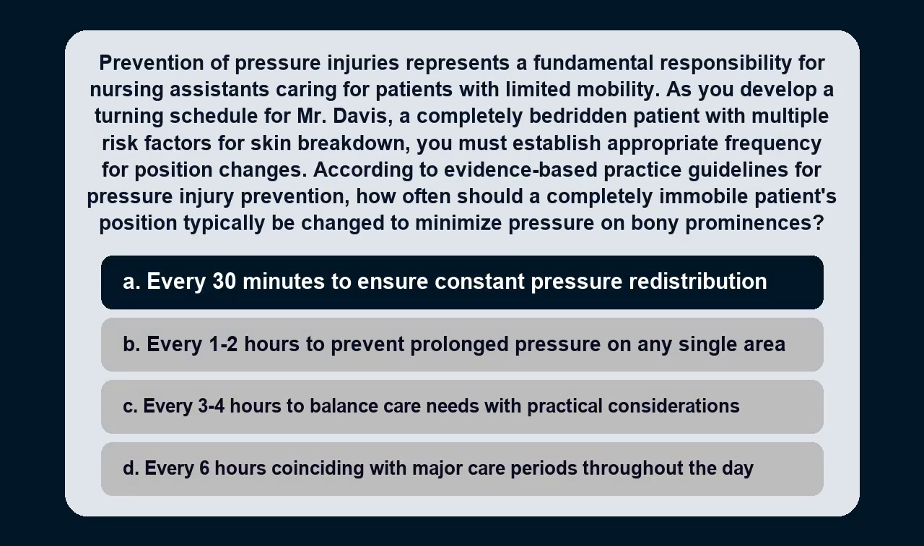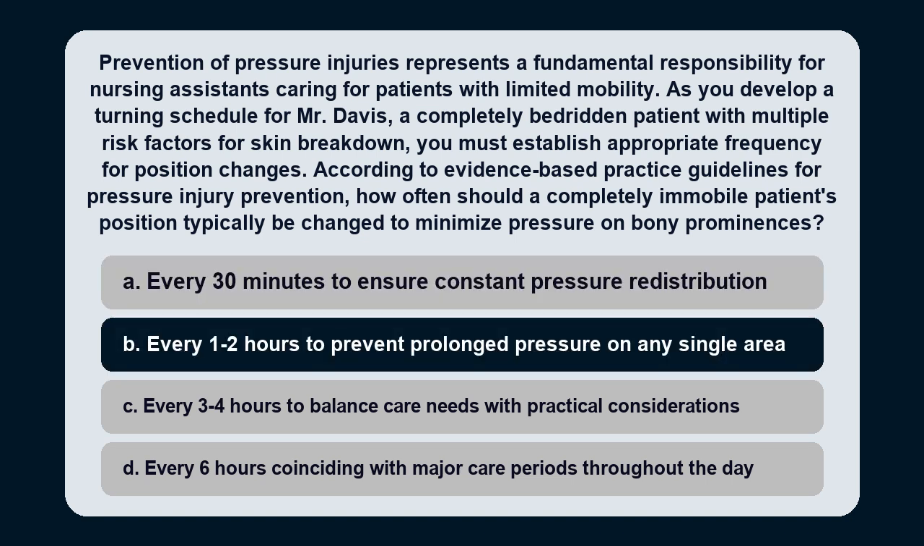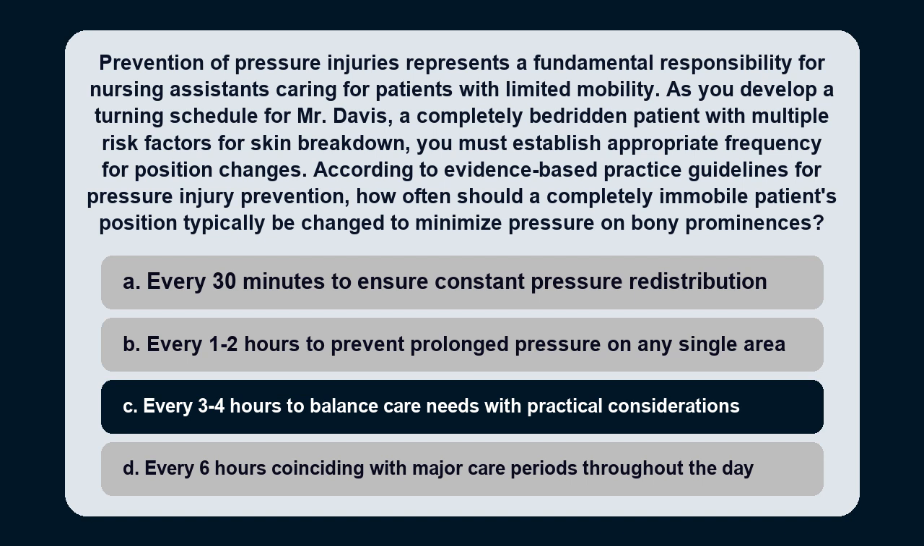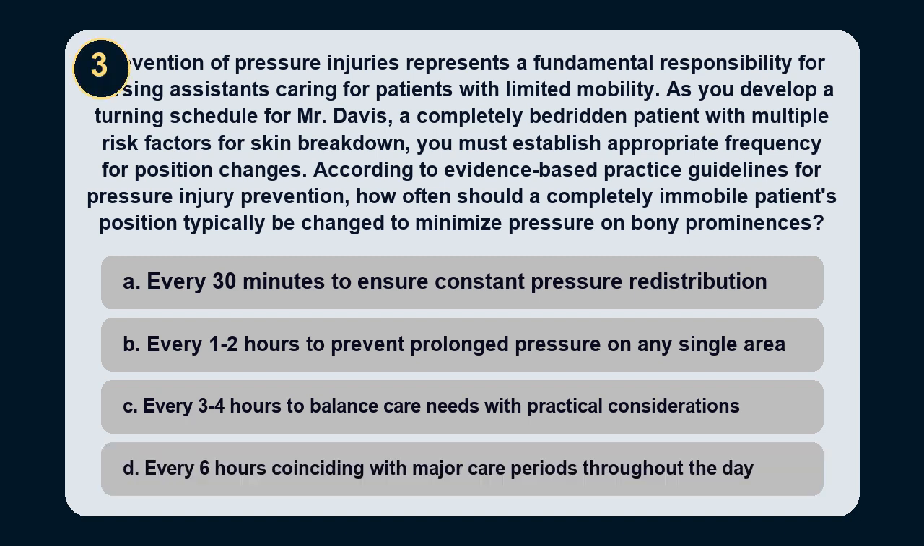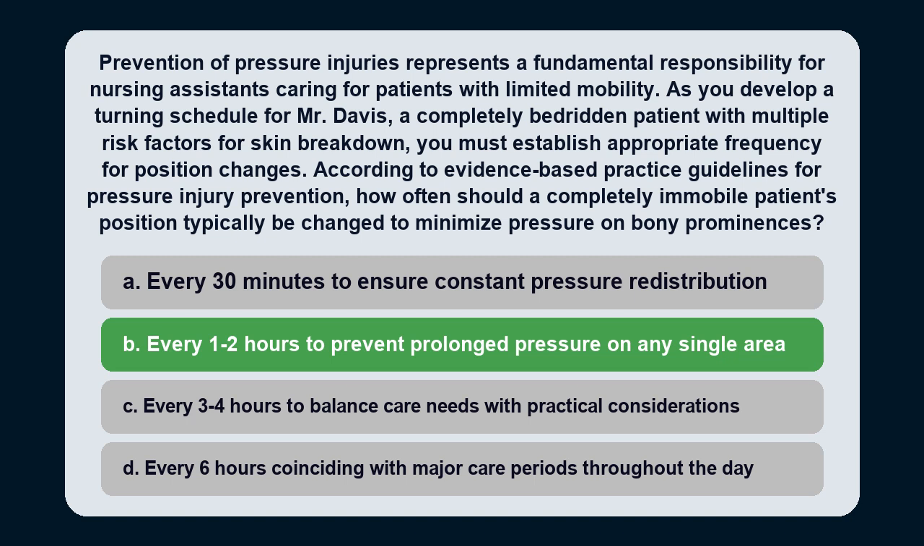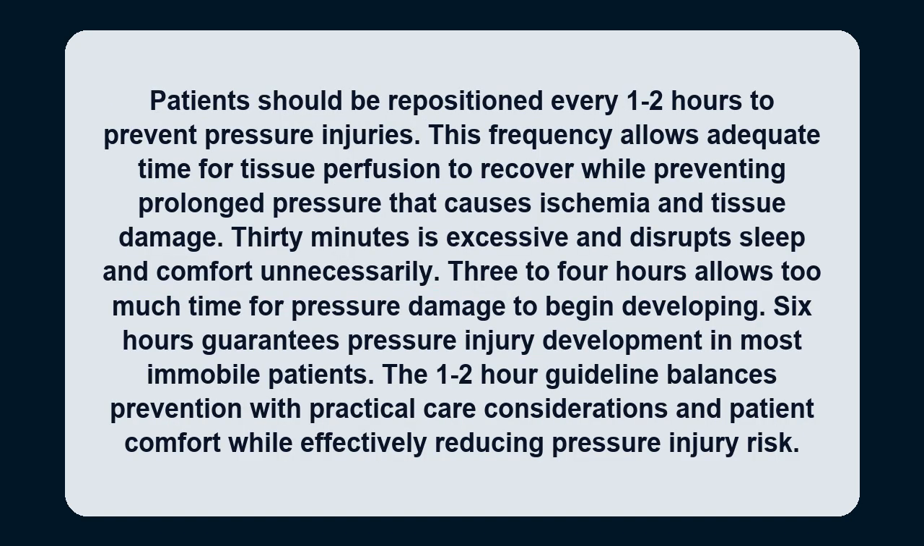Option A. Every 30 minutes to ensure constant pressure redistribution. Option B. Every 1 to 2 hours to prevent prolonged pressure on any single area. Option C. Every 3 to 4 hours to balance care needs with practical considerations. Option D. Every 6 hours coinciding with major care periods throughout the day. The answer is B. Patients should be repositioned every 1 to 2 hours to prevent pressure injuries.